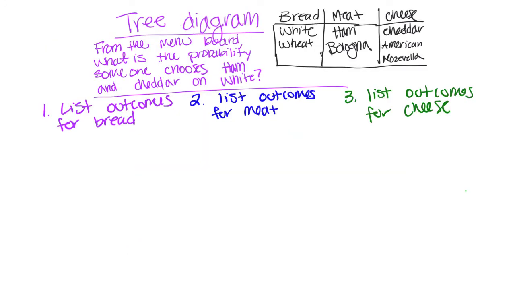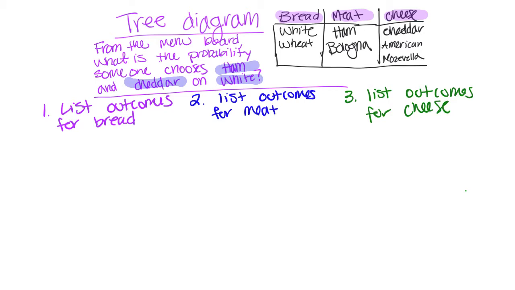Right, so a tree diagram is most helpful if there's 3 or more. You can use it if it's 2 or more options, but I usually use it just for 3 or more. Because we have a menu board at a sandwich shop, and it has 1, 2, 3 categories. Okay? So we want to know the probability of choosing ham, cheddar, and white bread.